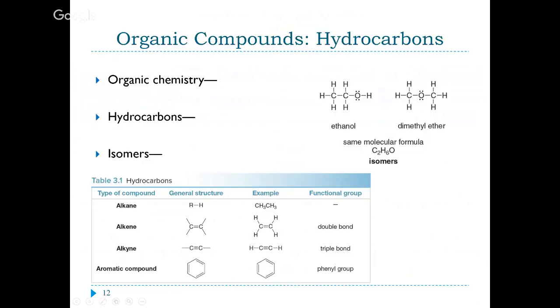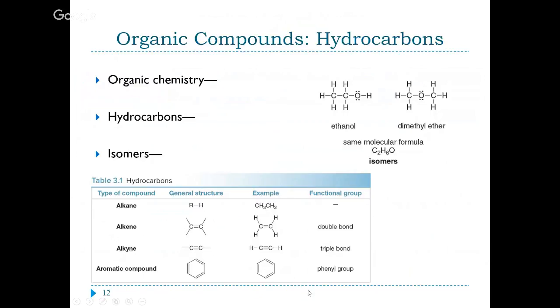Your simplest is going to be a singly bonded, so these are called alkanes. When you double bond, you get alkenes. When you triple bond, you get alkynes. And then you have a special type of compound, which are called aromatics because they have a particular odor associated with them. And these are alternating single bonds and double bonds within a ring structure.